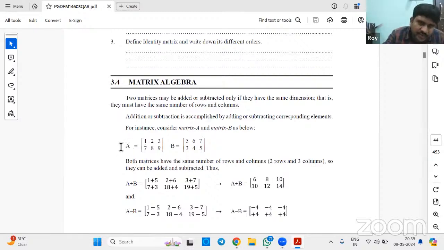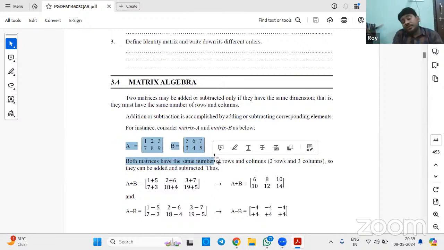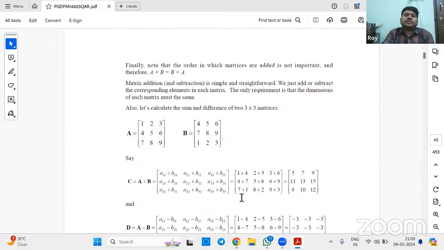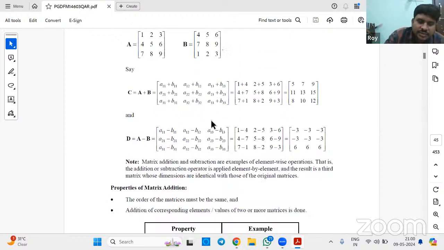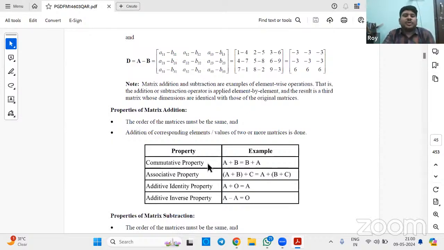Rama, listen to this carefully. When matrices have the same number of rows and columns, for these two matrices we have two rows and three columns. Here also three columns and two rows, whatever, but both are matching. The size is matching, right? We know that if I do A plus B, I can add 1 plus 5, 2 plus 6, 3 plus 7, like that. Let's calculate the sum and difference of 3 by 3. Sum means adding, difference means subtracting. Simple. Properties of matrices: commutative, associative, and the additive inverse property.